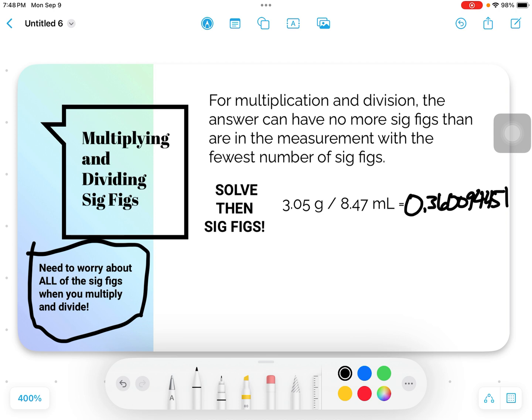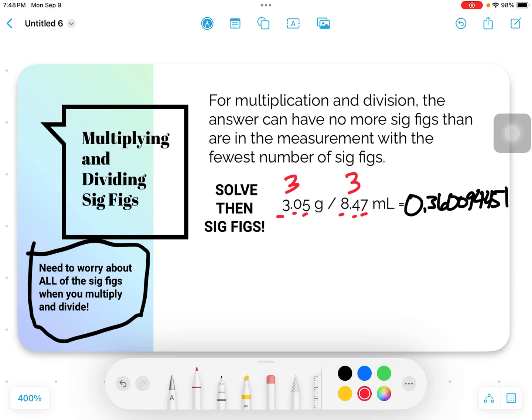So next we figure out how many sig figs in total are in each number. We're looking here: 3 is a sig fig, the 0 is a sig fig because it's sandwiched between two numbers, and 5 is a sig fig. So that means we have 3 sig figs here. Then we look at 8.47. 8 is a sig fig, 4 is a sig fig, 7 is a sig fig, so it has 3. Just like yesterday, we always go to the least amount. Well, these are the same, so 3 will be our final answer of sig figs.